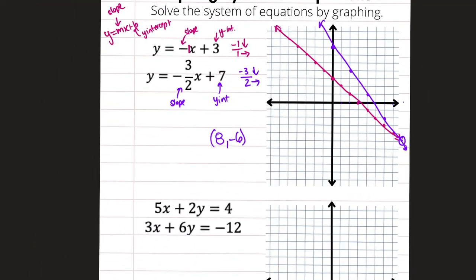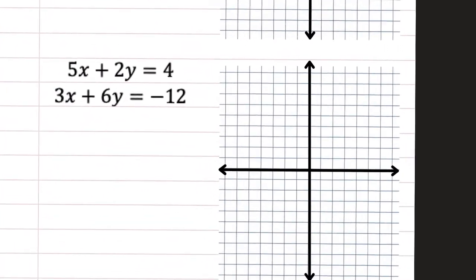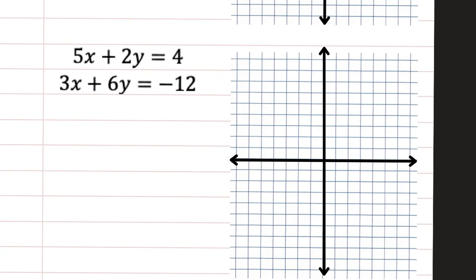Now let's take a look at a harder example when the equation is not in slope-intercept form. So if I have 5x plus 2y equals 4, we need to convert that to slope-intercept form. Essentially, that means we want to get y by itself. So the first thing is moving that x term over. Since it's a positive 5x, we're going to subtract 5x from both sides. And that gives us 2y on the left side.